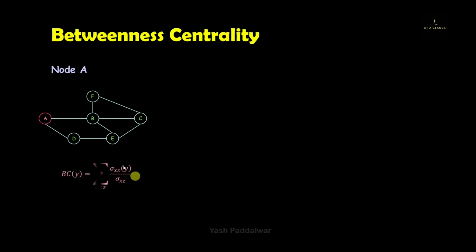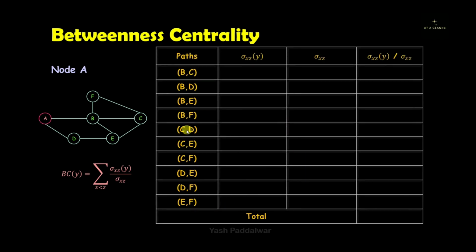Now we'll have to calculate the betweenness centrality for every single node. So here let's consider the first node as node A. We have the formula for calculating the betweenness centrality. Based on this formula we'll be calculating it. Now we need to construct a table. The table might look big, but let me show you the correct way to read it.